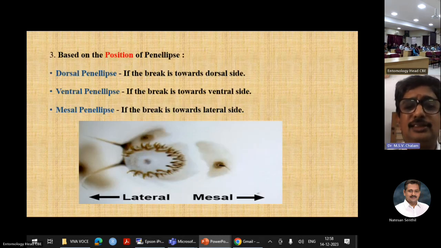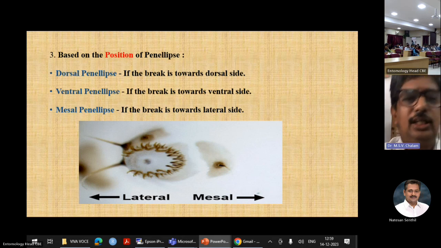The penellipse again: if the break is on the dorsal side, it is called a dorsal penellipse. If the break is on the ventral side, it is called a ventral penellipse. If the break is on the mesal side, it is a mesal penellipse. So again, you see uniserial, uniordinal, dorsal penellipse; uniserial, biordinal, ventral penellipse. Like that, we will be having n number of combinations.